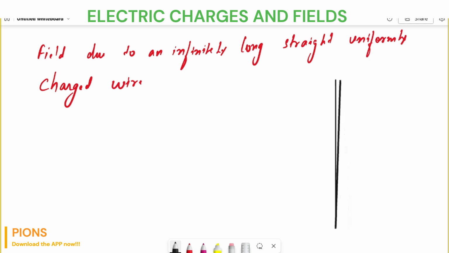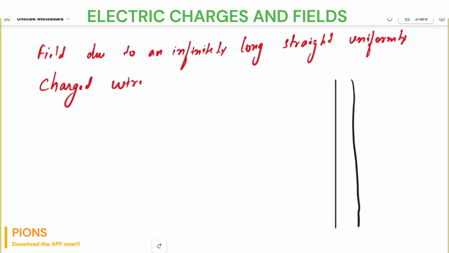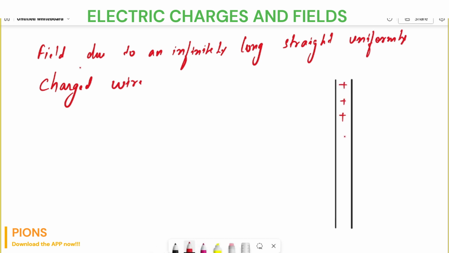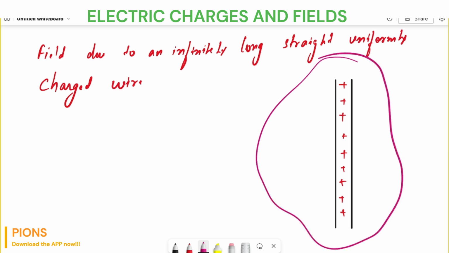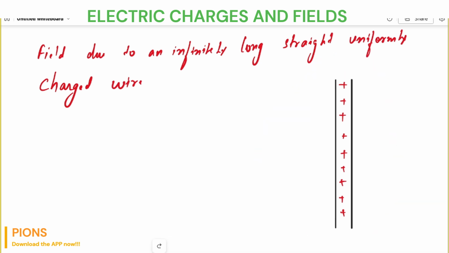One second, let me just redraw it. Okay, so let's say the charge on this wire is positive, all over positive. Sir, can we think of negative? Exactly, you can think of negative also, it doesn't make any difference, you'll get the same thing. Sir, but it is saying infinitely long wire, so the wire is very large, and if you think of a spherical Gaussian surface, it will not be able to enclose it, right? So here we are forced to think of a cylindrical Gaussian surface.